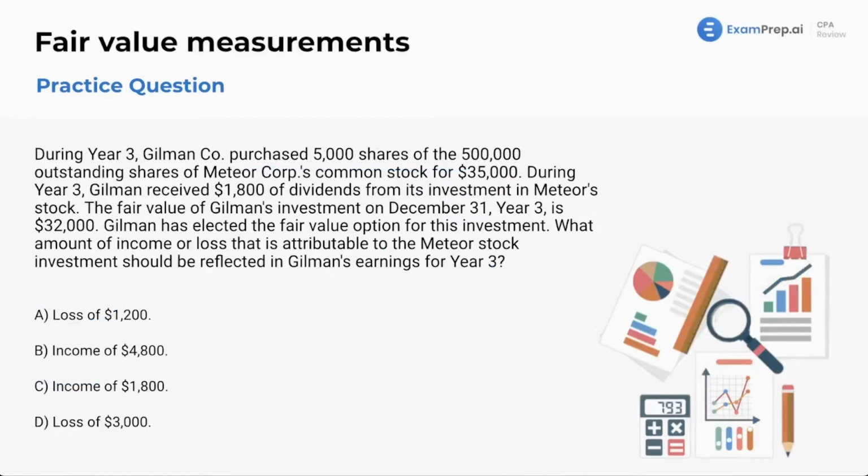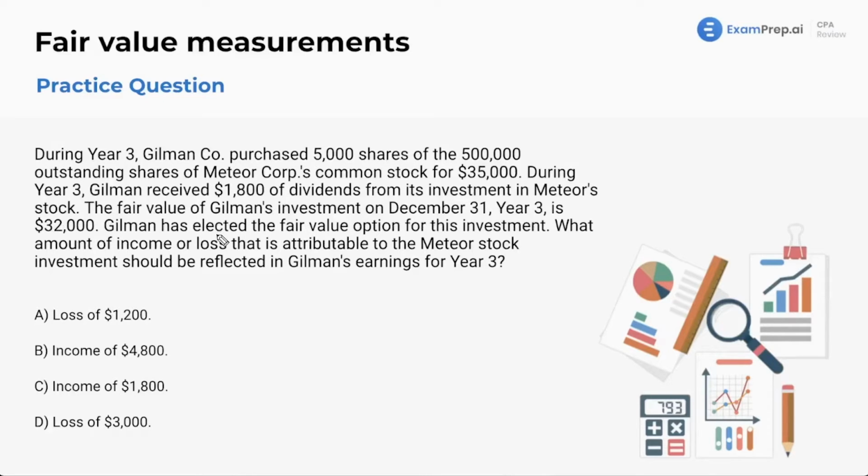All right, moving on to our next one here. We have a situation where during year 3, Gilman Company purchased 5,000 shares of the 500,000 outstanding shares of Meteor Corp for $35,000. During the year, we received $1,800 of dividends from the investment, and the fair value of the stock at year end when we're reporting for is $32,000.